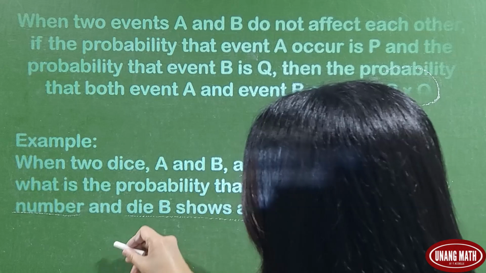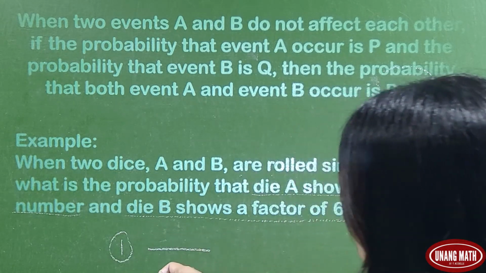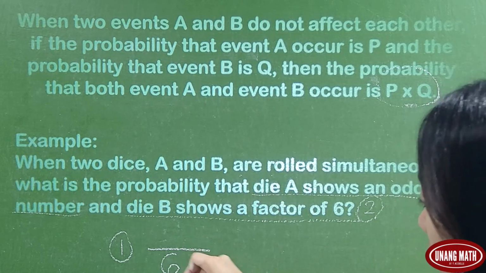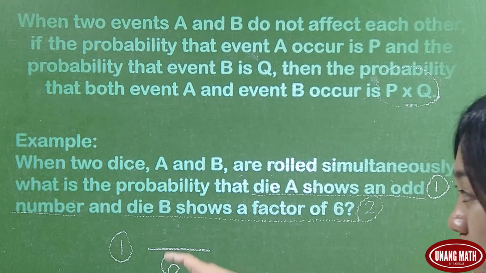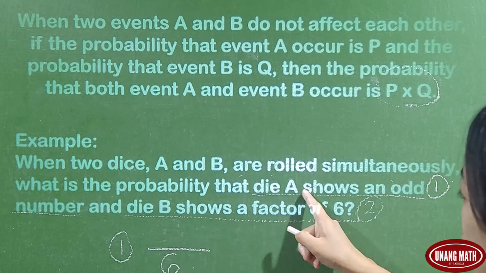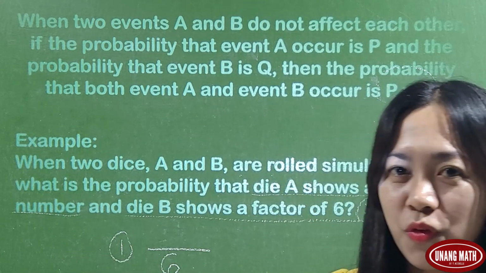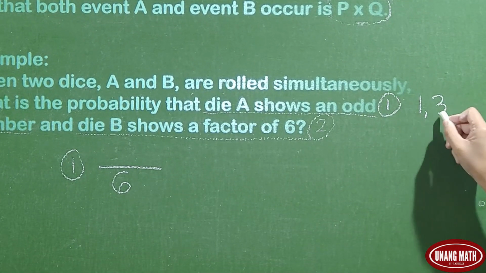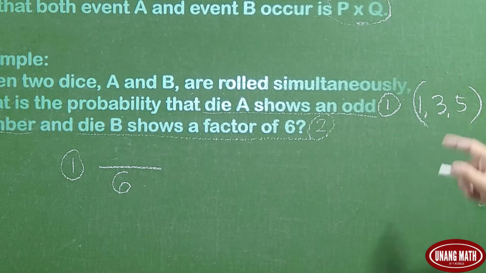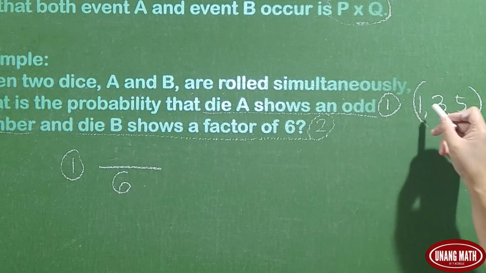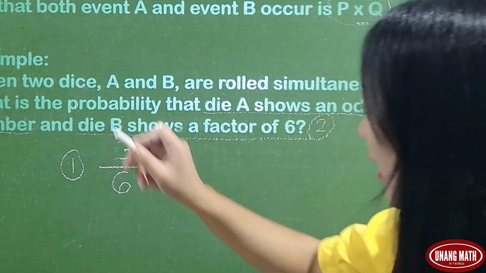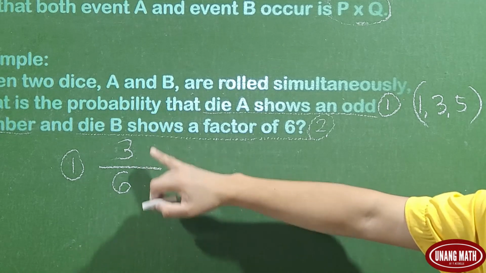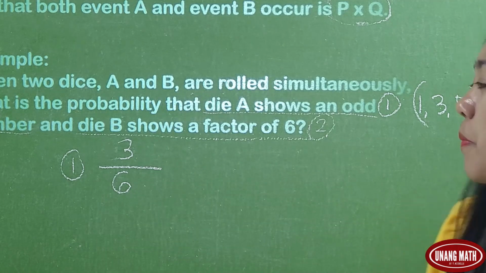So for our first event, total possible outcomes, since this is a die, we have 6 possible outcomes. What about favorable outcomes? Shows an odd number. So from 1 to 6, we have here 1, 3, and 5. So these are odd numbers. So this is 3. We have 3 favorable outcomes. So for the first event, 3 over 6 is the probability.